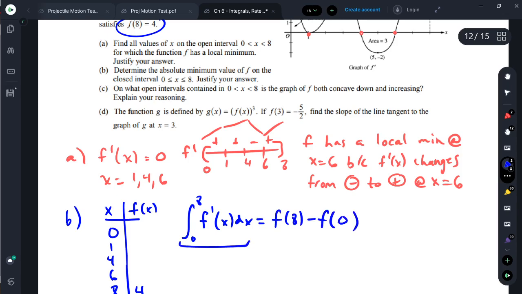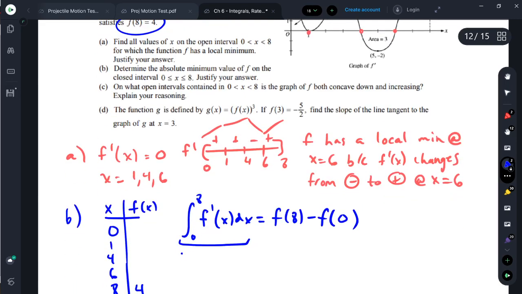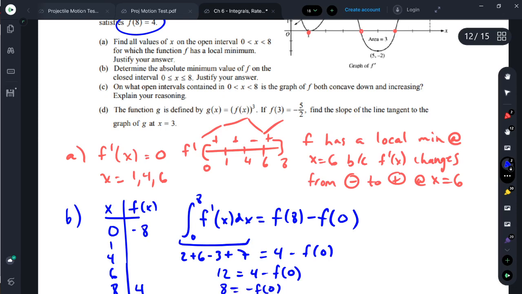Now, to find this integral, that's the areas. This would be 2 plus 6 minus 3 plus 7 equals 4 minus f of 0. 2 plus 6 is 8, minus 3 is 5, plus 7 is 12. Subtract the 4, we get 8 equals negative f of 0. So we get negative 8 here.